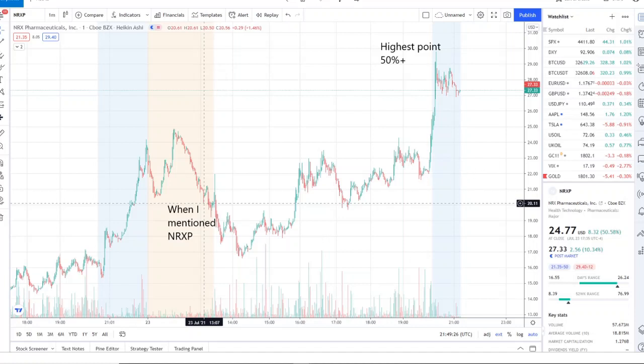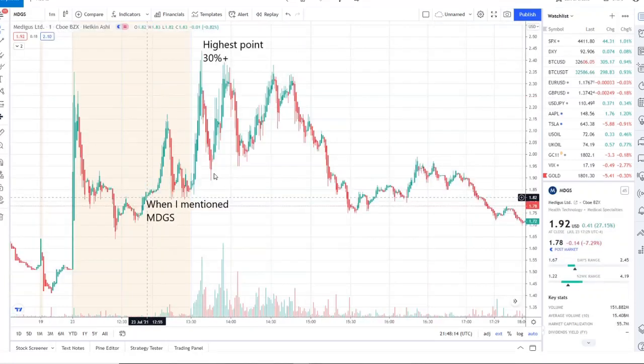This was phenomenal. Now, the other ticker symbol was MDGS, and we caught this one in the pre-market as it was pushing upwards, consolidated, took off, and gave about 20% plus in just a few minutes, guys.